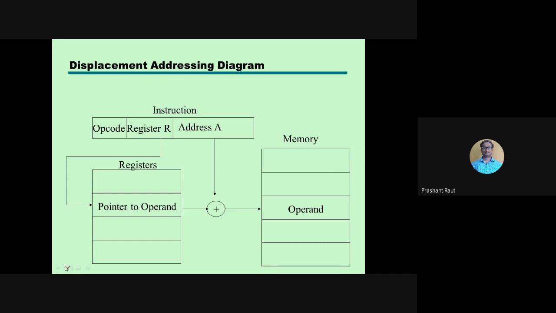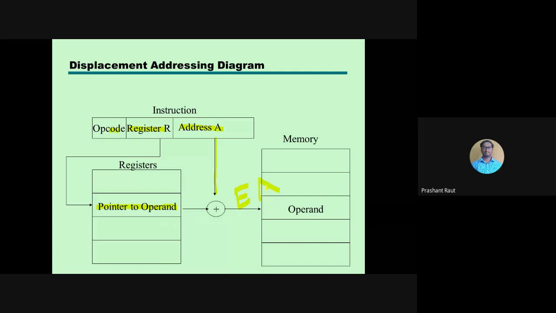There are 3 fields in an instruction: opcode, then register R, and then address A. Address A will act as the base address, and inside register R you will get the pointer to the operand. That means it is acting as the offset. So you add the offset to the base address in order to get the effective address. The effective address is the address from where you will get the operand.